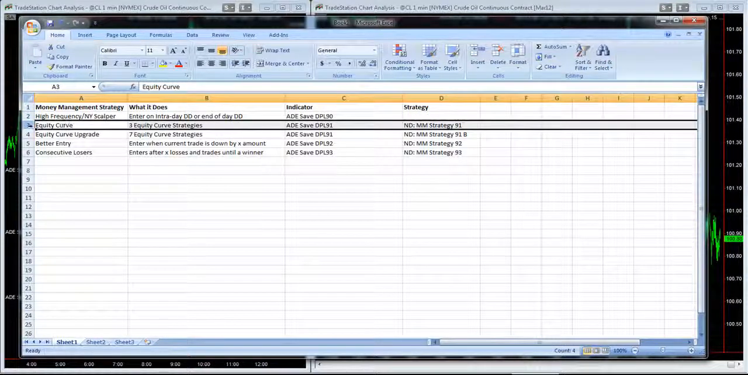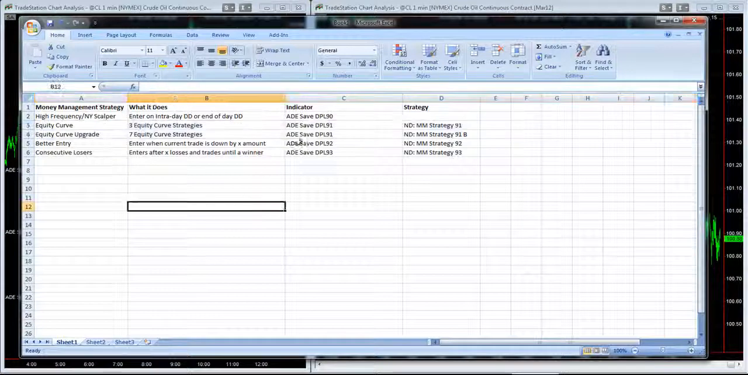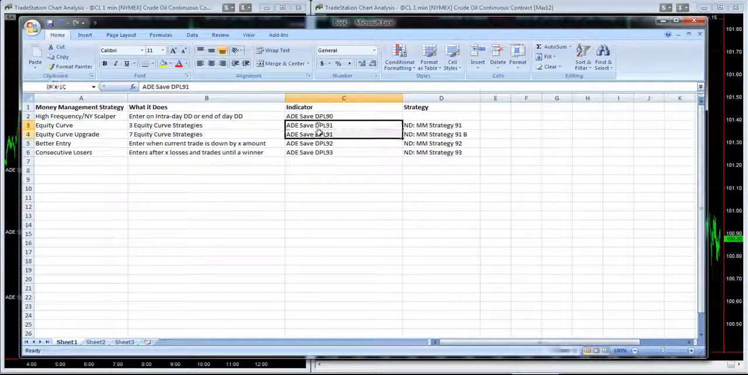Equity curve algorithm is next, and the first release of this had 3 equity curve strategies. The second one has 7, and so you get both of those. They use the same DLL, and these are the algorithm strategies that you put into TradeStation. You put this DLL in your dummy base window, and you put this strategy into a 1-minute chart. We're going to explain this on crude oil here in a minute.